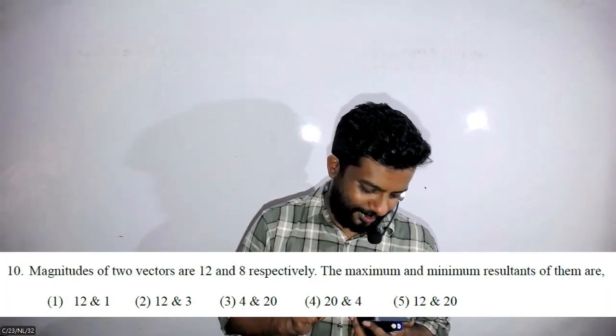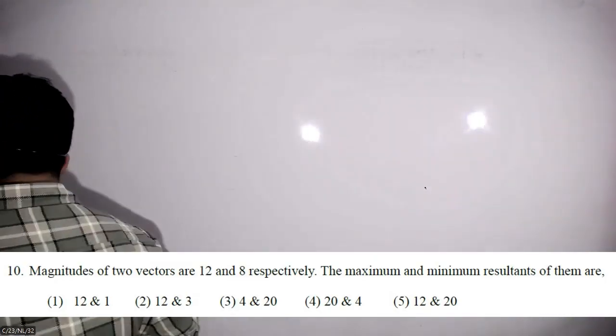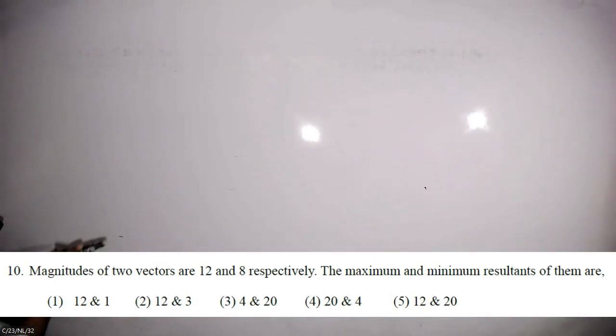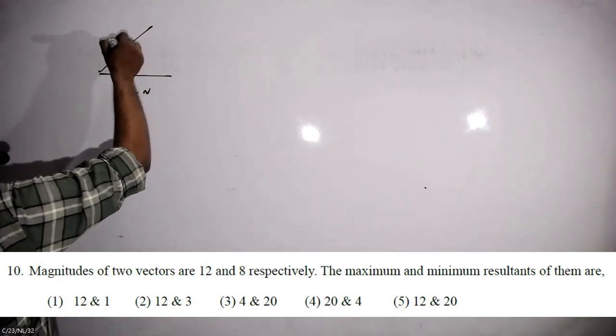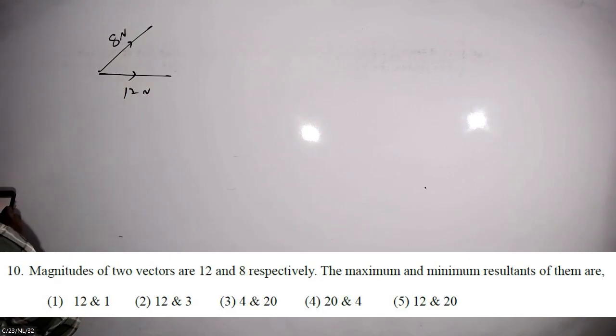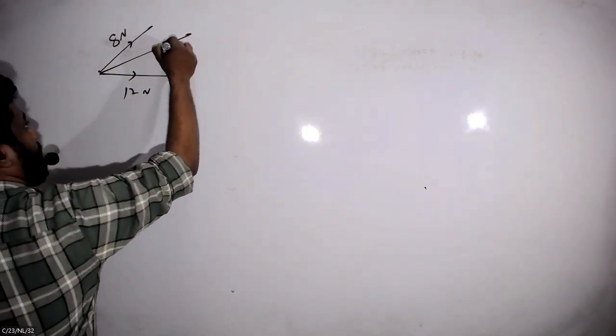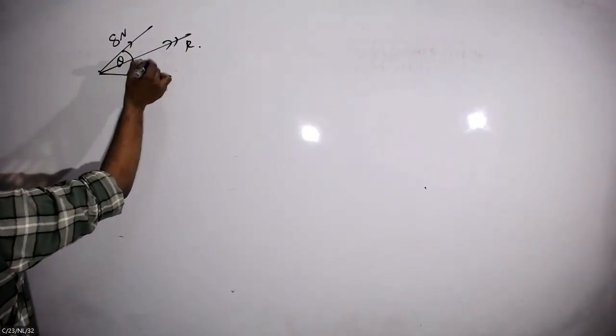Right, children, let's see question number 10. The magnitudes of two vectors are 12 Newton and 8 Newton respectively. The magnitudes are given as 12 Newtons and 8 Newtons, right? You need to find the maximum and minimum resultant.